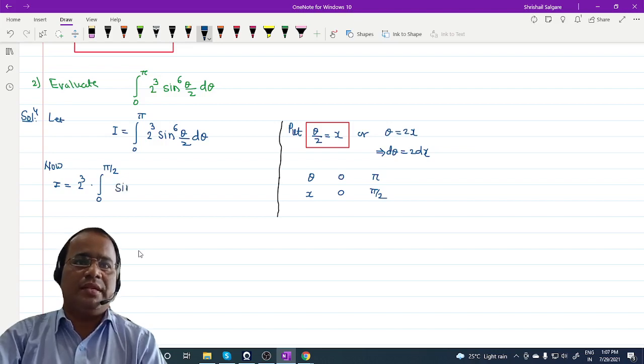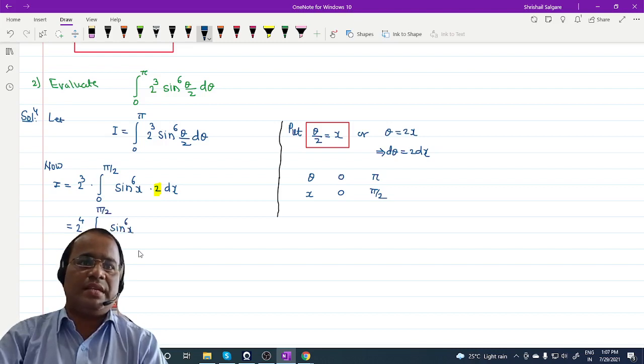So it can be written as sine raised to 6 x. d theta is given by 2 times dx. So further that 2 also I will take outside. So this integral can be written as 2 raised to 4 integral from 0 to pi by 2 sine raised to 6 x dx. So now the question is open to all.